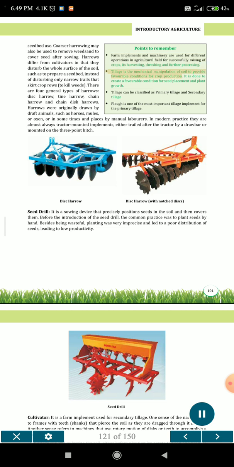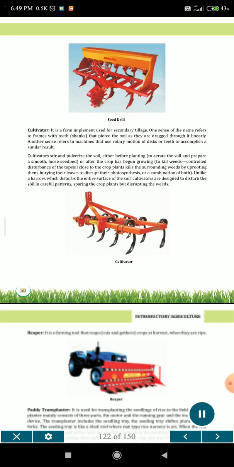Tillage is the mechanical manipulation of soil to provide favorable conditions for crop production. It is done to create a favorable condition for seed placement and plant growth. Tillage can be classified as primary tillage and secondary tillage. Plow is one of the most important tillage implements for the primary tillage. Seed drill. Cultivator. It is a farm implement used for secondary tillage.